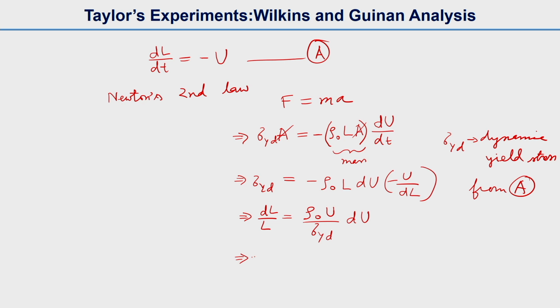So, if we take the integration from L0 to L1 of dL by L, this is from initial length to the final length, and here we have rho naught sigma yd, which are constant out of the integration sign. The velocity will change from u to 0, u du. This will look like ln L.